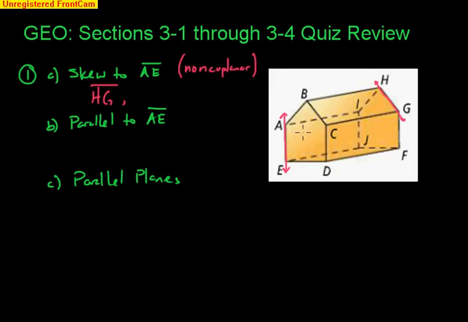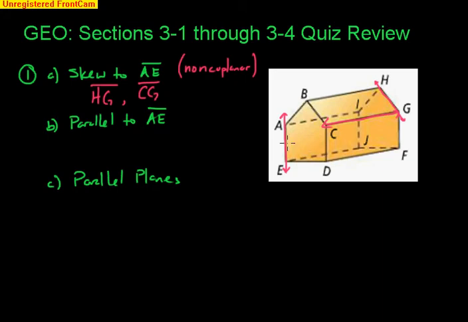Another answer might be, here's AE, what about CG? They are non-coplanar. AE is going up and down. CG is going left and right, or you know, coming at you and going behind you, going away from you. They're never going to touch. They're going different directions. All right. So there's skew. Now let's move on to being parallel to AE.